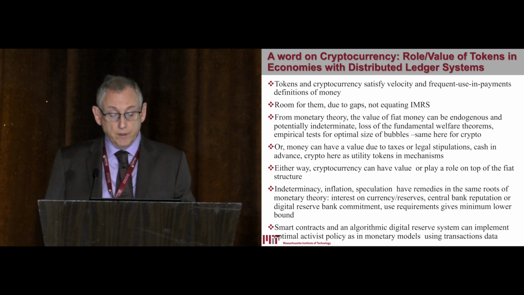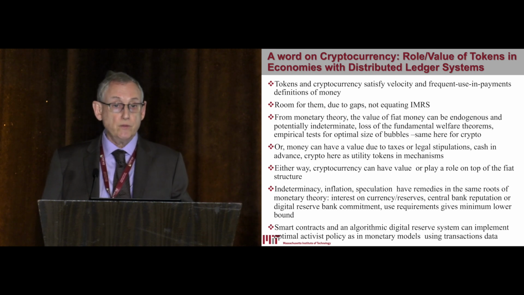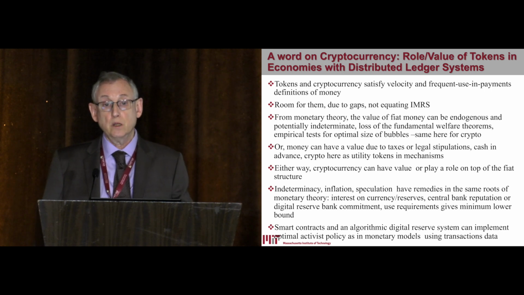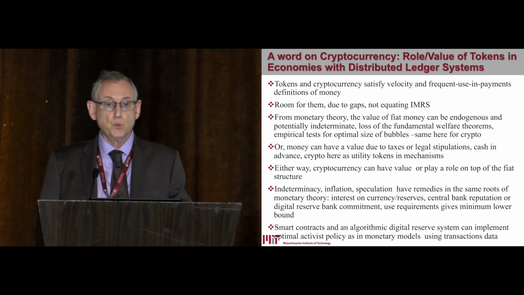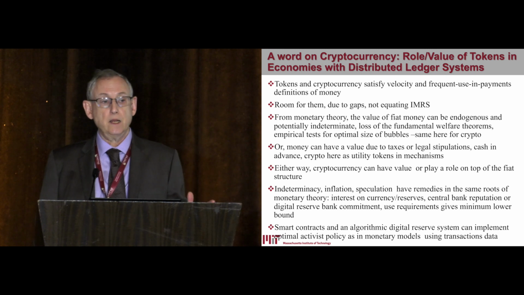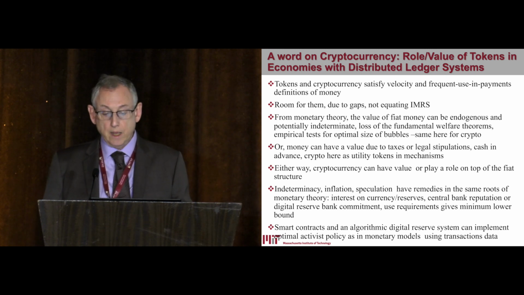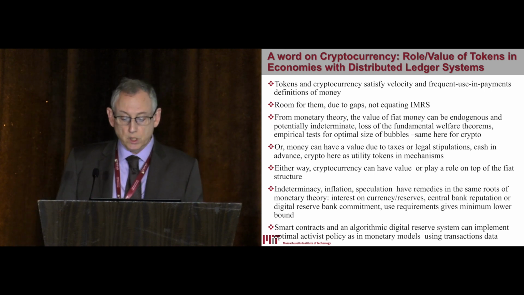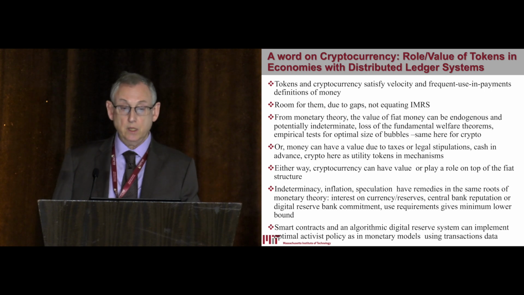From monetary theory, the value of fiat money is endogenous and potentially indeterminate. And we lose those fundamental welfare theorems, as I said. In fact, there's a whole literature on the optimal size of bubbles, and all of that carries over to thinking about cryptocurrency values as a potential explanation for why crypto values are unstable and seemingly indeterminate.